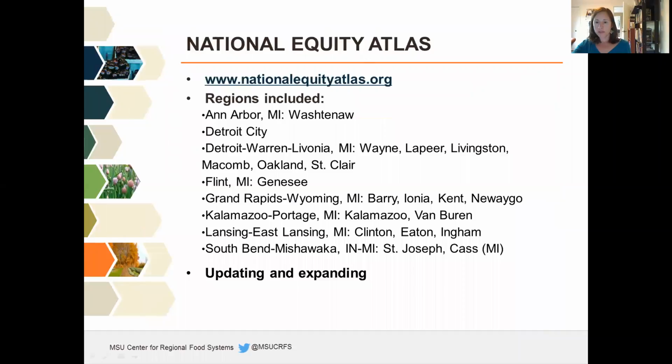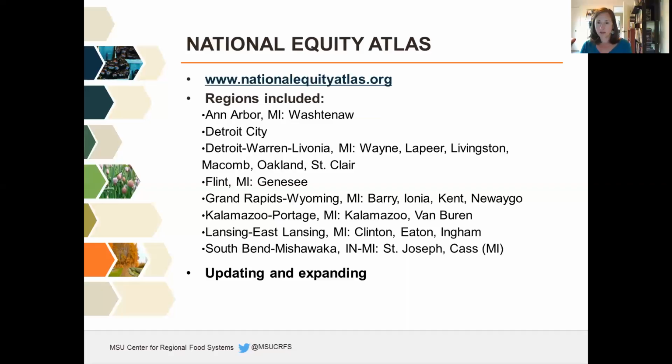And then another resource I wanted to mention is the National Equity Atlas. This is not directly related to food access, but it has a number of indicators that can give a really nice indication of the extent to which communities are segregated by race, which, as we all know, really impacts how people are able to access food and food resources. So I think these equity indicators are really important to consider.